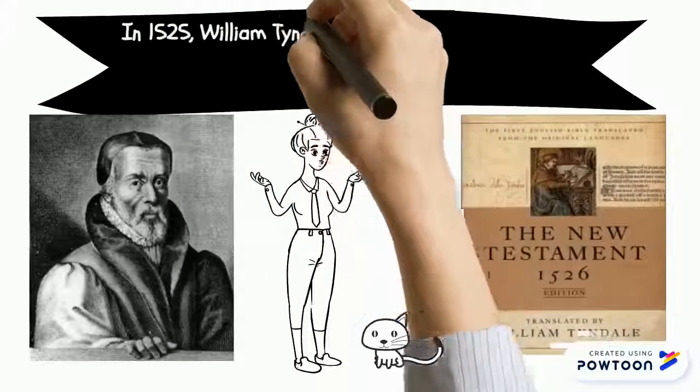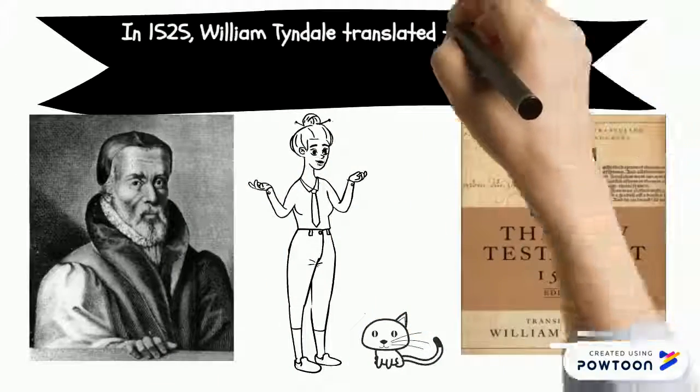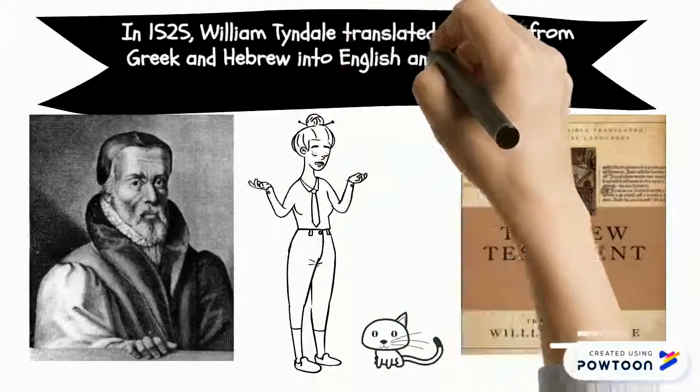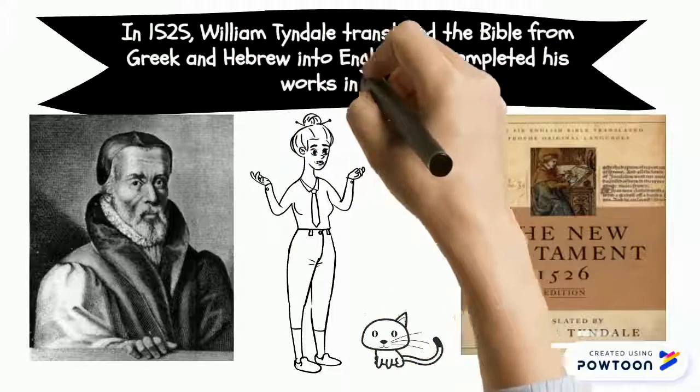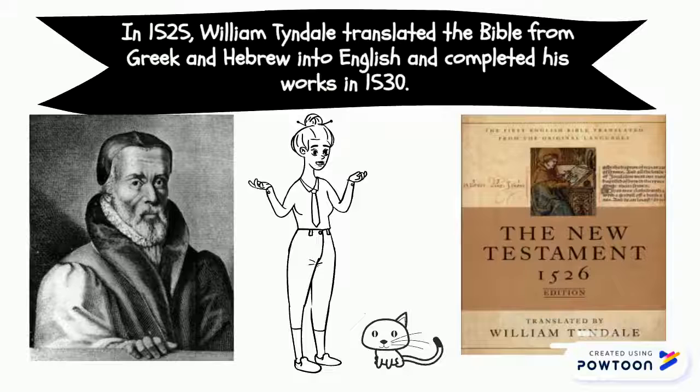In 1525, William Tyndale translated the Bible from Greek and Hebrew into English and completed his work in 1530. William Tyndale made a bigger impact on the English language itself, as he coined a lot of expressions we know today in the church.